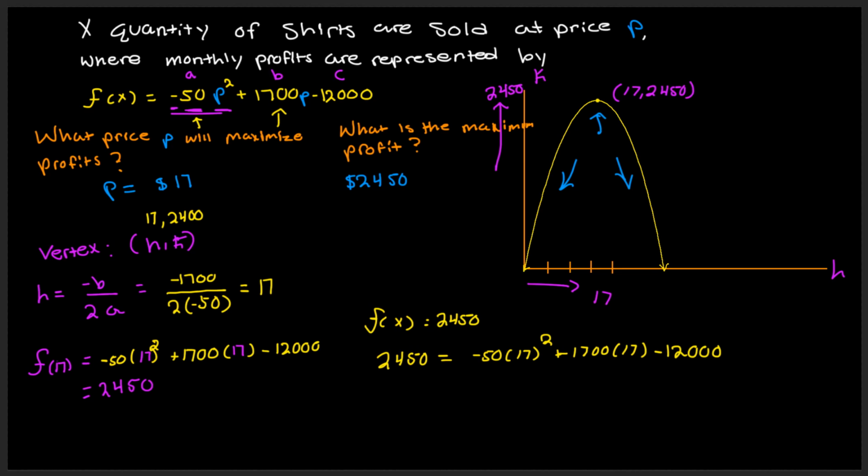And your answers are, well, maximum price of $17 per t-shirt will yield a maximum profit monthly of $2,450.